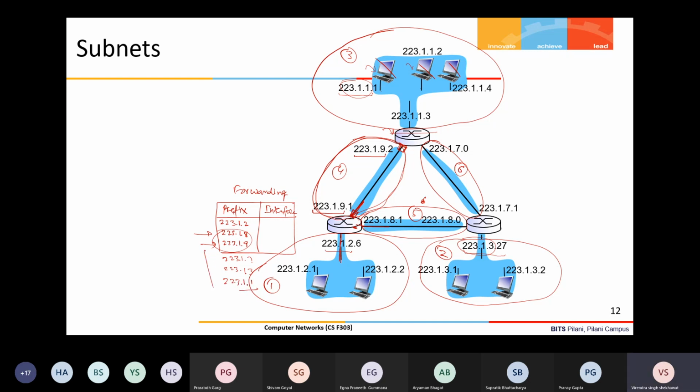Right? So a total of 6 entries will be required, and accordingly the interface will be, if I say this is interface 1, this is interface 2, and this is interface 3. So accordingly, the interface entry will be there, showing where it will forward. And don't forget that this prefix is matched for the destination address, not for the source address.